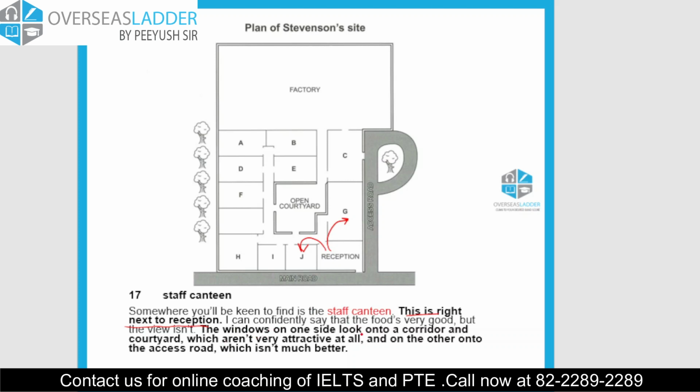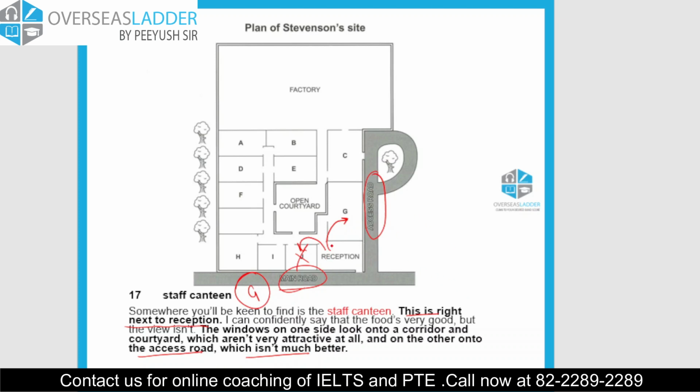The windows are on the one side on a corridor and on the other the access road. So on one side there is an access road, so it cannot be this, right? Because there is a main road. So it says that there is an access road, so the staff canteen would be G. All right, so I think it would be clear.